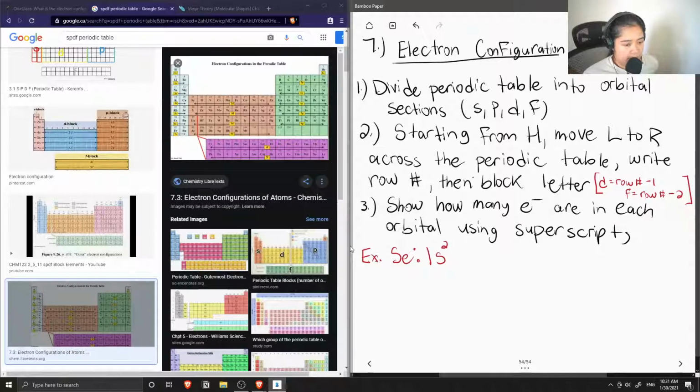Okay, so on to the next row. We write 2s2. Moving over to the p orbital, we're still in row 2. And a p orbital can hold a maximum of 6 electrons. So its superscript will be 6. And then we move on to the next row, which is the 3s orbital. 3s2, and then 3p6. And then we write 4s2.